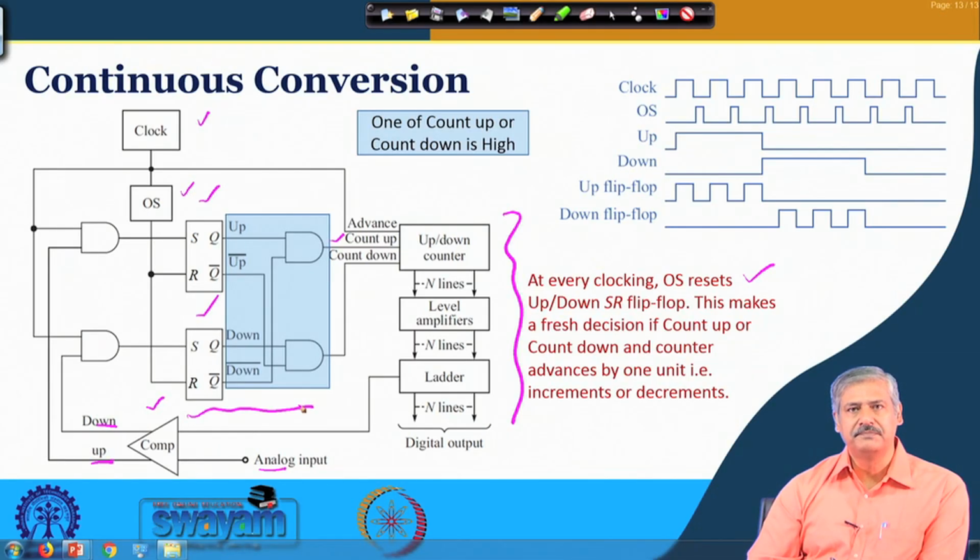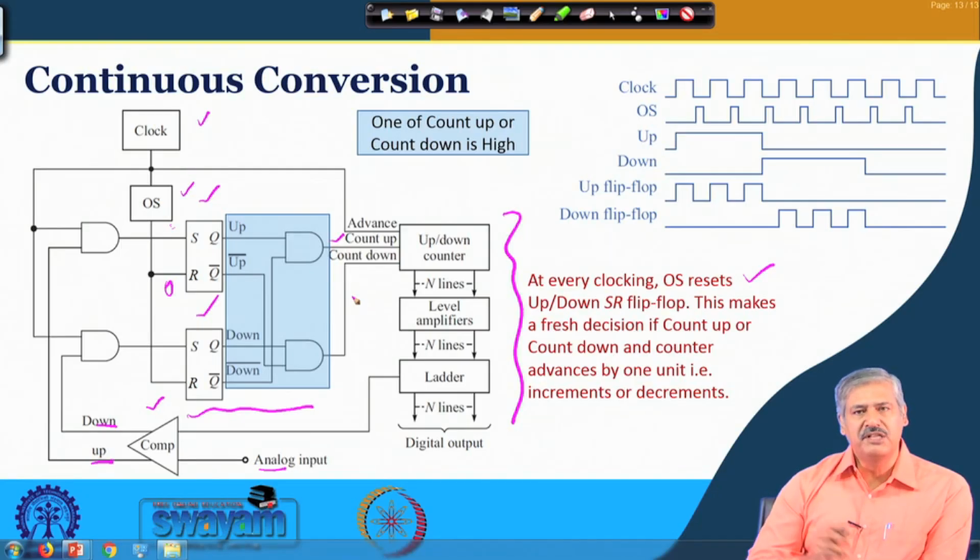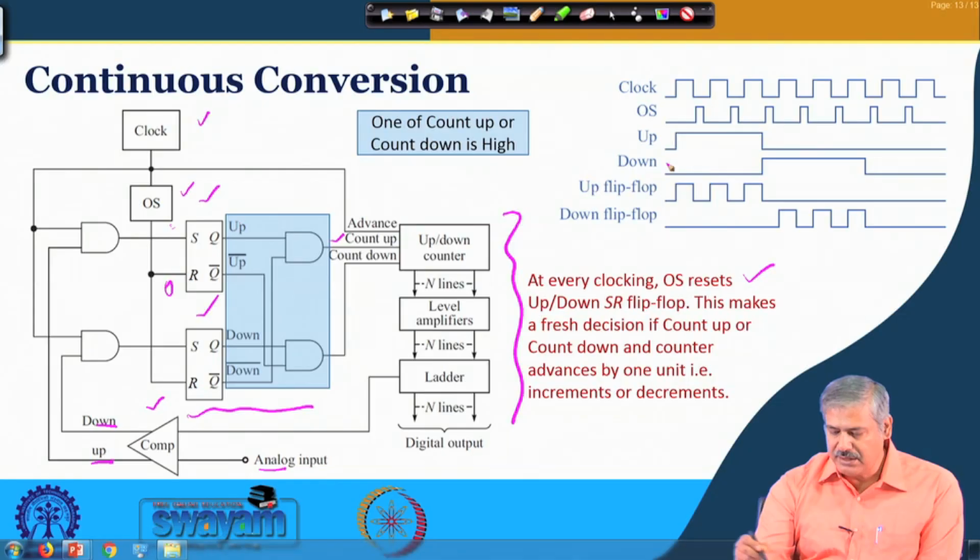Is it clear? Okay. So, one shot output, this is 1, it is going to reset. So, it will get reset, after that it becomes 0, and after that, depending on whether this one is high 1 0 or this one is 1 0, depending on that, this up or down, one of them will be high and this will be the count up or count down, one of these two. Okay. So, next clock again a fresh decision is made, right. So, that is what you can see.